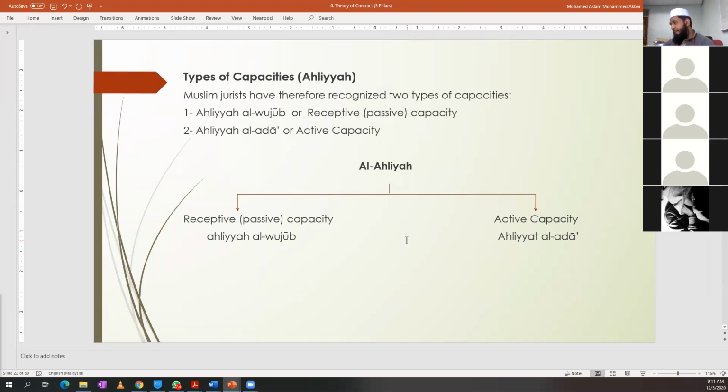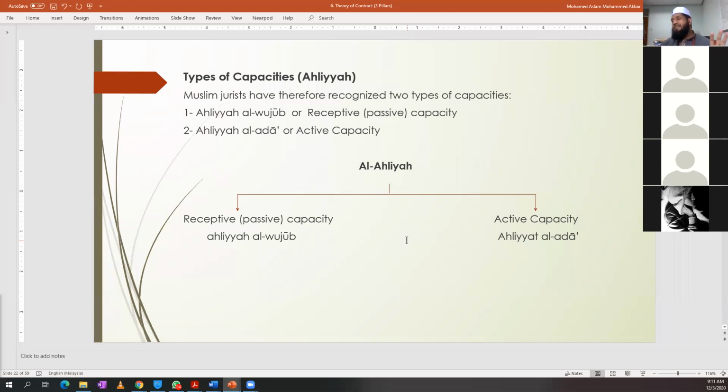On the other side, you have active capacity, ahliya al-ada. Again, it's the same thing. There is an incomplete active capacity. There is a complete active capacity. All right. So now how many do you have altogether? Four. You got me? Very good. So you have two here, two there.